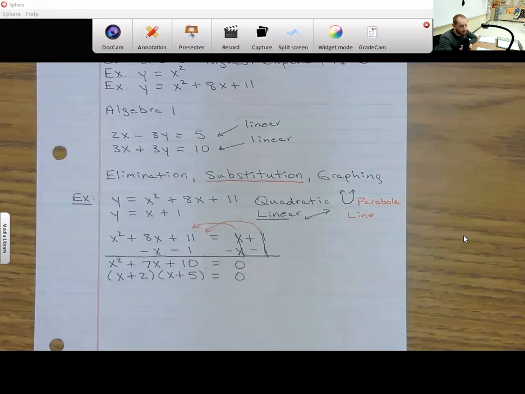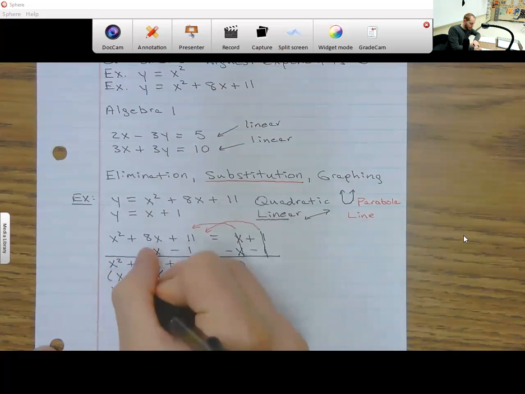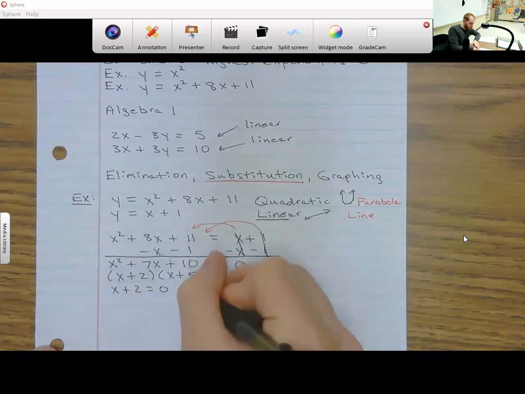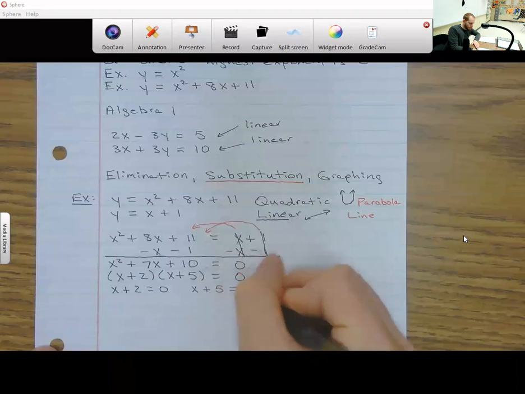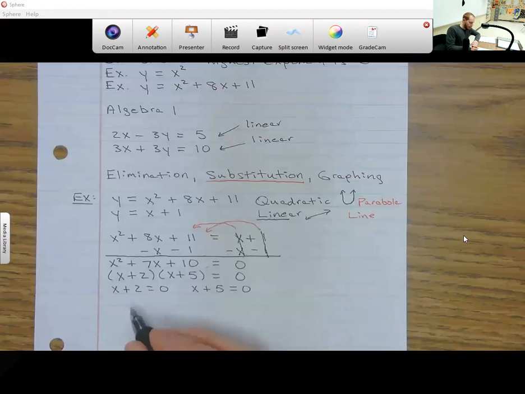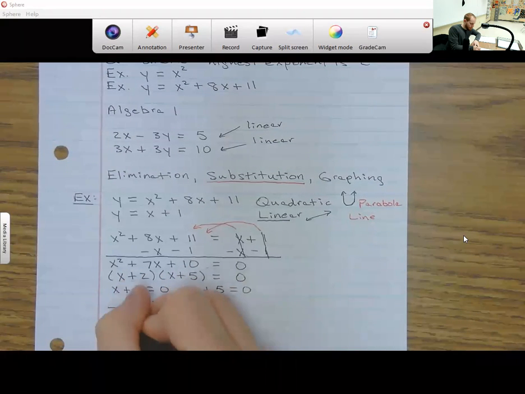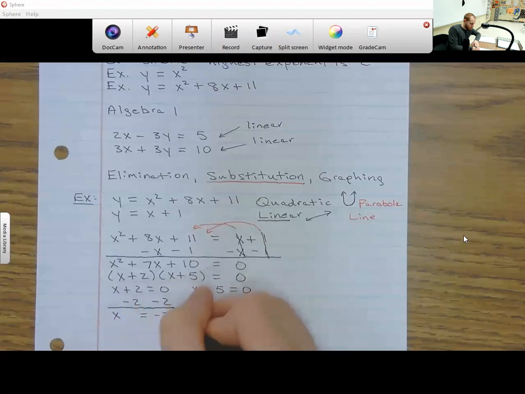And what I'm going to do is set this up into two different equations, just like we did when we were solving quadratic equations, right? I'm going to have two different linear equations this time. I'm going to have x plus 2 equals 0, and I'm going to have x plus 5 equals 0. So all I'm doing is setting those two factors equal to 0. Okay? So now let's get x by itself. Here I can subtract 2 from both sides, and you're going to get x is negative 2.